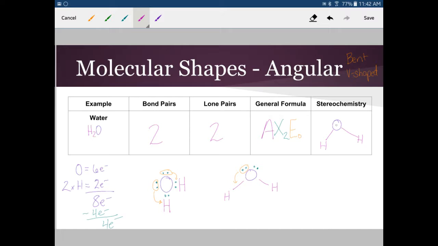Okay, so I have my angular or V-shaped stereochemistry, and again, this is in 2 dimensions. We have it in the X and the Y. You can call this Y and this X, whatever you like. Okay, but essentially this is my stereochemistry. The shape is a V-shaped.